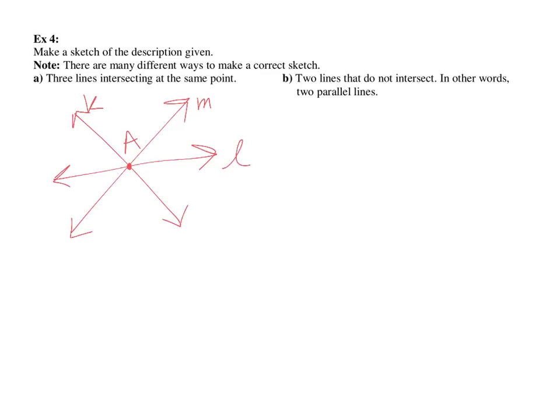For part B, 2 lines that do not intersect, in other words, 2 parallel lines. So instead of using K and M, I'll just name these lines using 2 points, A and B. And I'll name this line using C and D. And then what do you put on the lines to show that they're parallel? Use arrowheads.